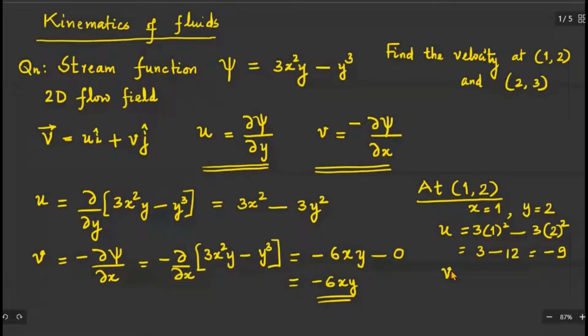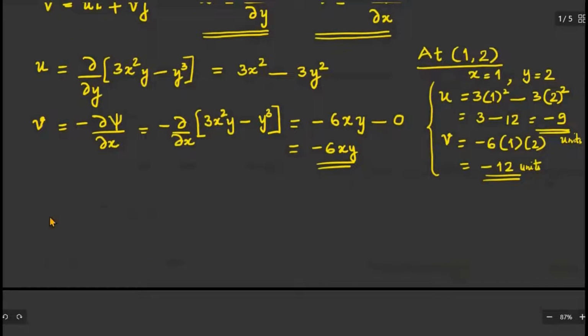So you get minus 9, and what about v? v is minus 6xy, which is minus 12. So at the point 1, 2, u is minus 9 and v is minus 12, with units.